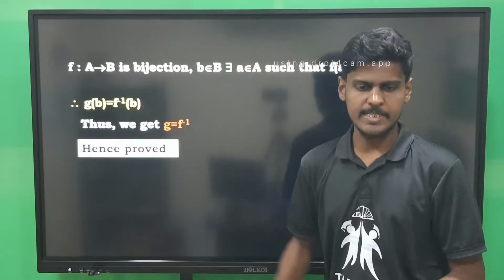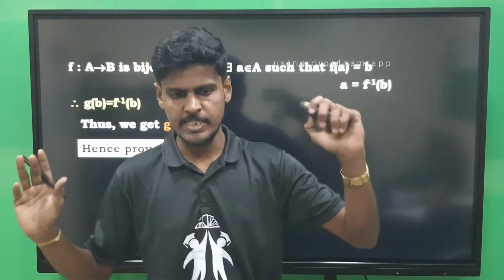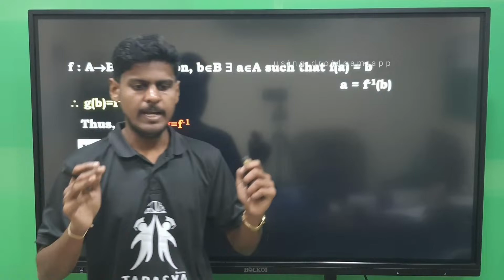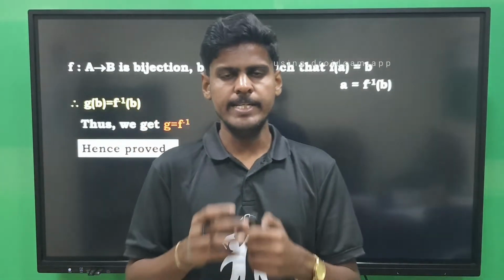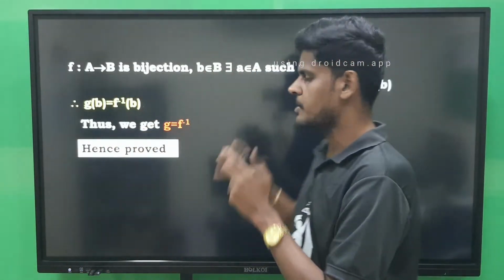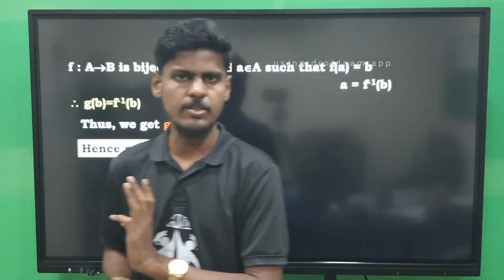This is as simple as that. Students, this question may seem confusing, but take time and revise once again. It is actually very simple. You just need to remember 3 steps for solving these questions.